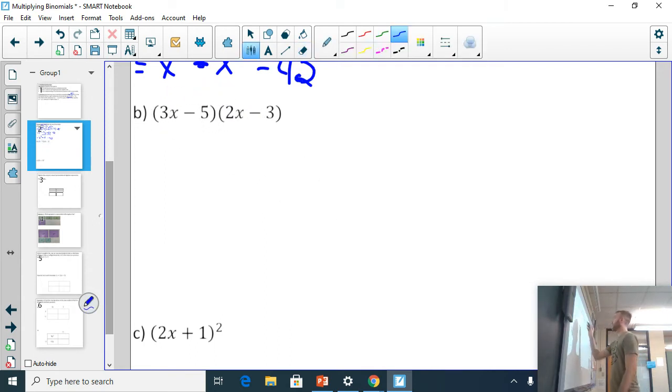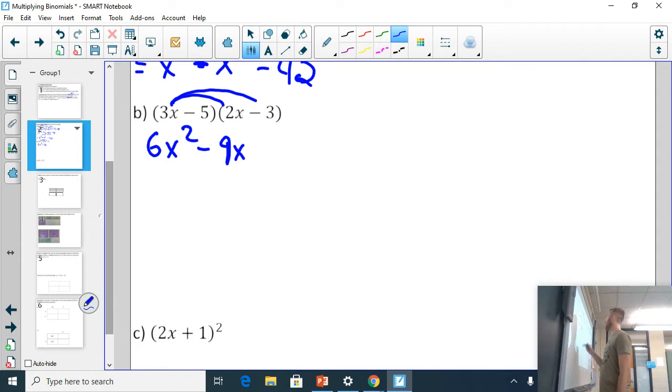So let's do that. We can do 3x times 2x. 3 times 2 is 6, and then x times x is x squared. And then we can do 3x times negative 3. That's going to be minus 9x. And then we can do negative 5 times 2x, which is going to be minus 10x. And then we can do negative 5 times negative 3. Negative times a negative is a positive. That'll turn to plus 15.